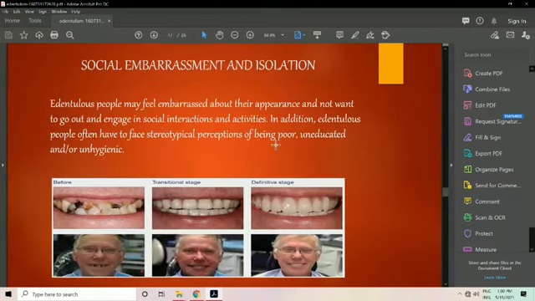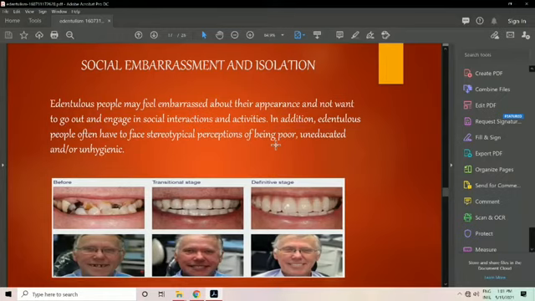Now coming to the next point, social embarrassment and isolation. Edentulous people may feel embarrassed about their appearance and not want to go out and engage in social interactions and activities due to the missing teeth. In addition, edentulous people often have to face stereotypical perceptions of being poor, uneducated and/or unhygienic. So if there are teeth missing in the anterior region or poor oral hygiene, the social thinking in our area, at least, is that this person may be poor because he is not maintaining his oral condition and not replacing his teeth.